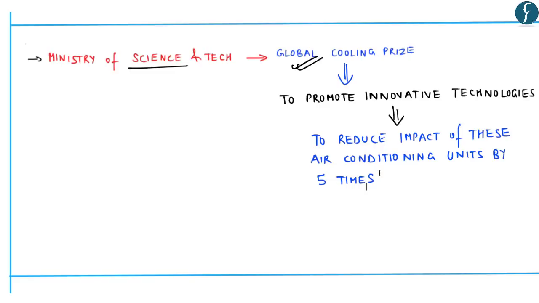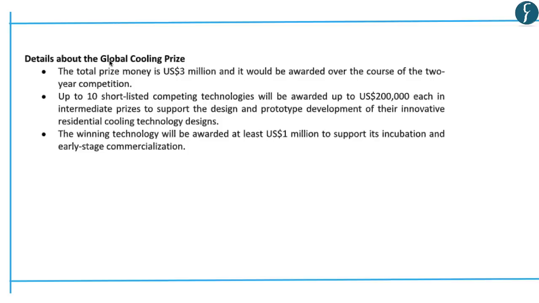of Science and Technology. So the total prize money for this Global Cooling Prize is worth US $3 million, and this will be awarded over the course of a 2-year competition. So this is an ongoing competition for 2 years. Further, as intermediate prizes, 10 companies will be shortlisted who support the design and prototype development of their innovative residential cooling technologies, and these companies who will be shortlisted will be awarded up to $2 lakh each.